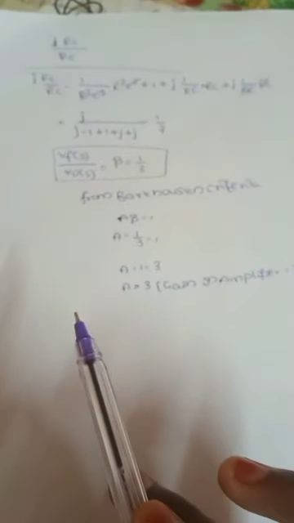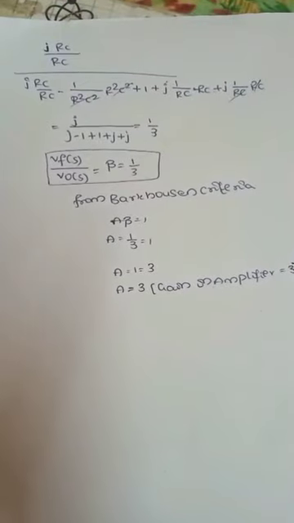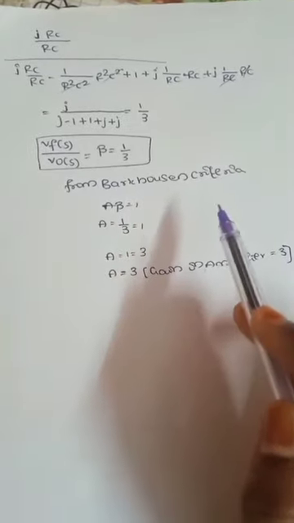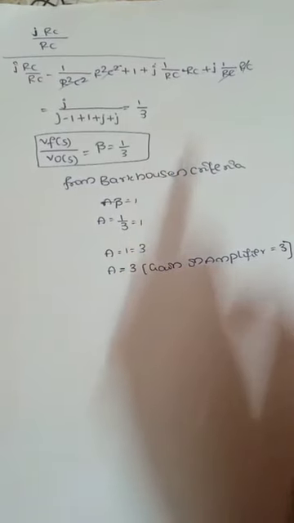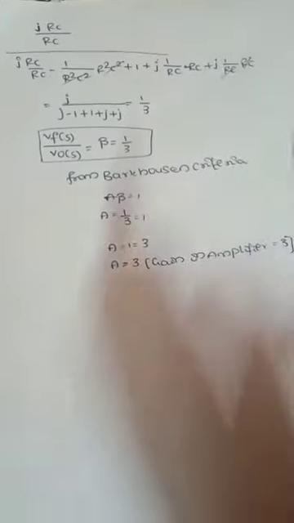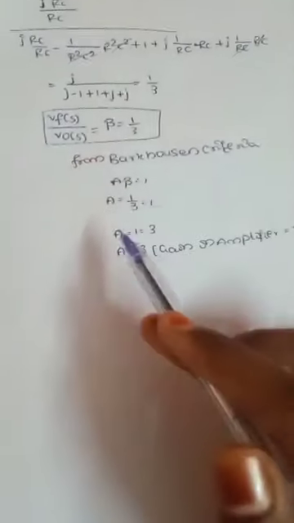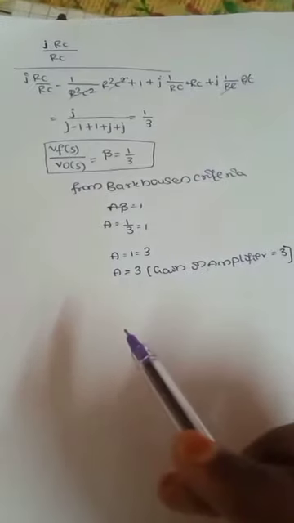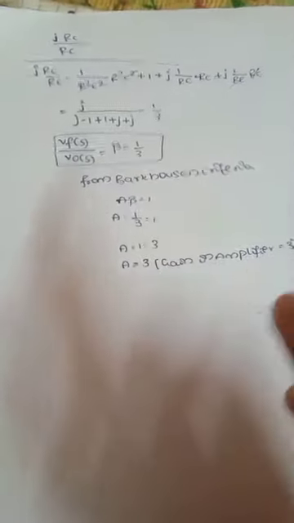Substituting omega equals 1 by RC, all the R squares, C squares and RC terms cancel. Then j by j minus 1 plus j plus j equals 1 by 3. So Vf of S by V naught of S, which is beta, equals 1 by 3.